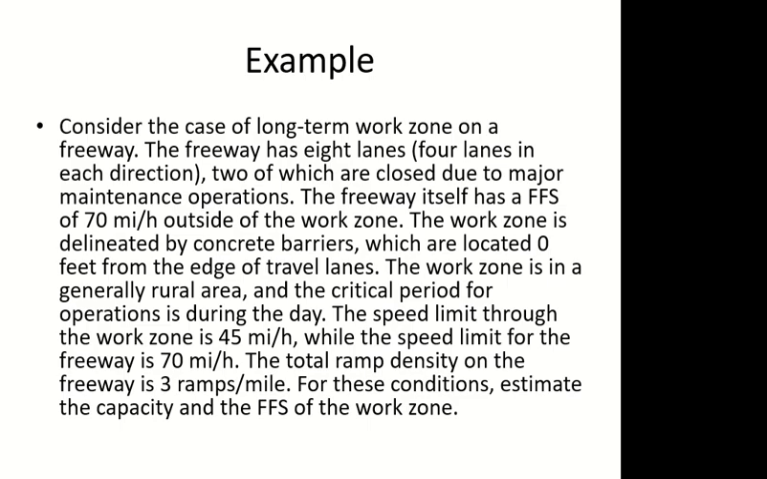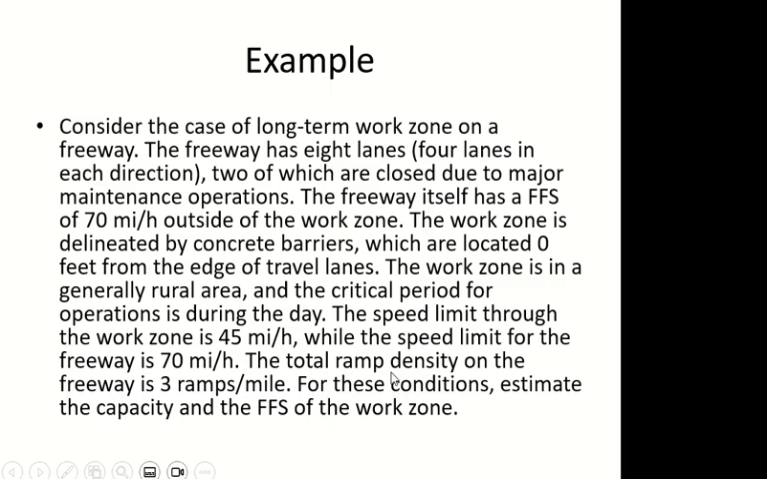Free flow speed is given before the work zone. They are using concrete barriers. They have zero clearance from the barrier to the lane. It's in a rural area. The critical operation is during the day. Critical means the peak hour, which is in the day. The speed limit through the work zone is 45. Without the work zone, it was 70.